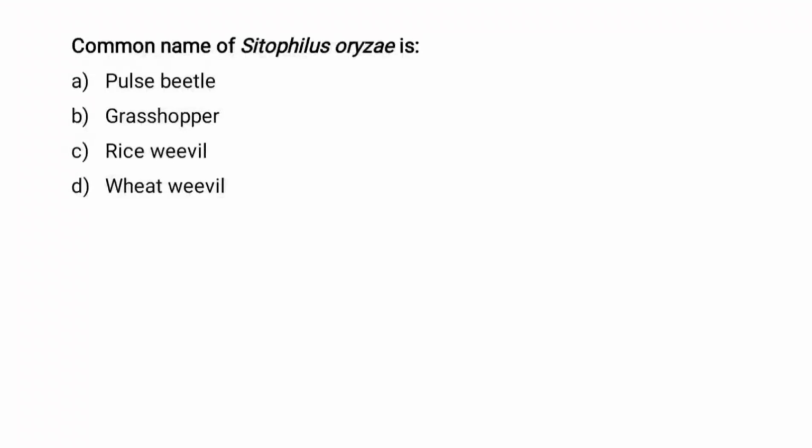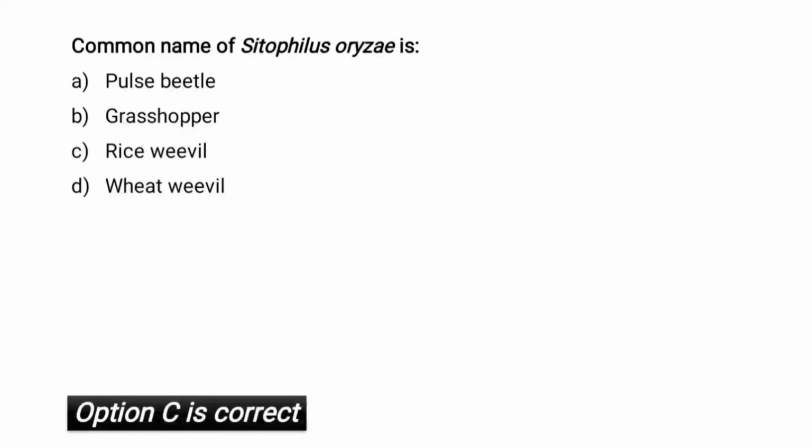Our next question is, the common name of Sitophilus oryzae is? The common name of Sitophilus oryzae is the rice weevil, which is a stored product pest which attacks seeds of several crops including wheat, rice and maize. So our correct option is option C, which is rice weevil.